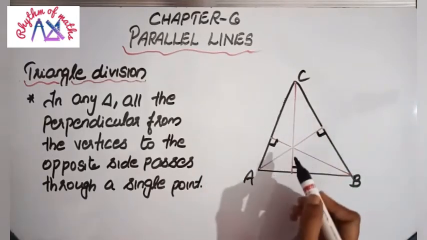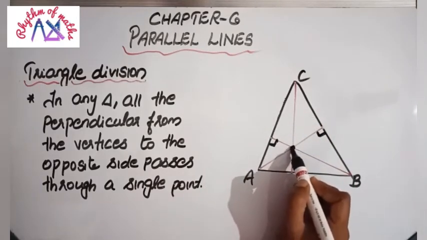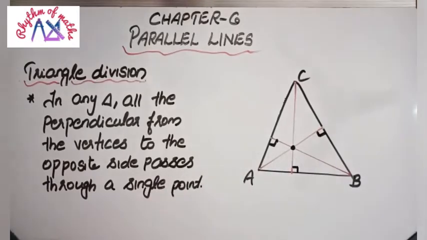All these perpendicular sides will meet at a common point. That is the concept: all the perpendiculars from the vertices to the opposite sides pass through a single point. Okay, so this is the last concept. Now let's move on to problems from page number 93.